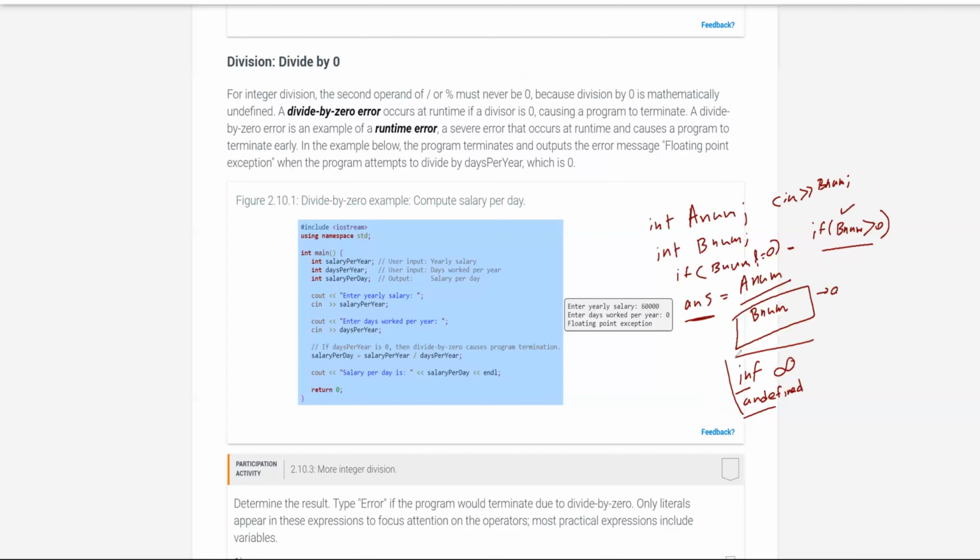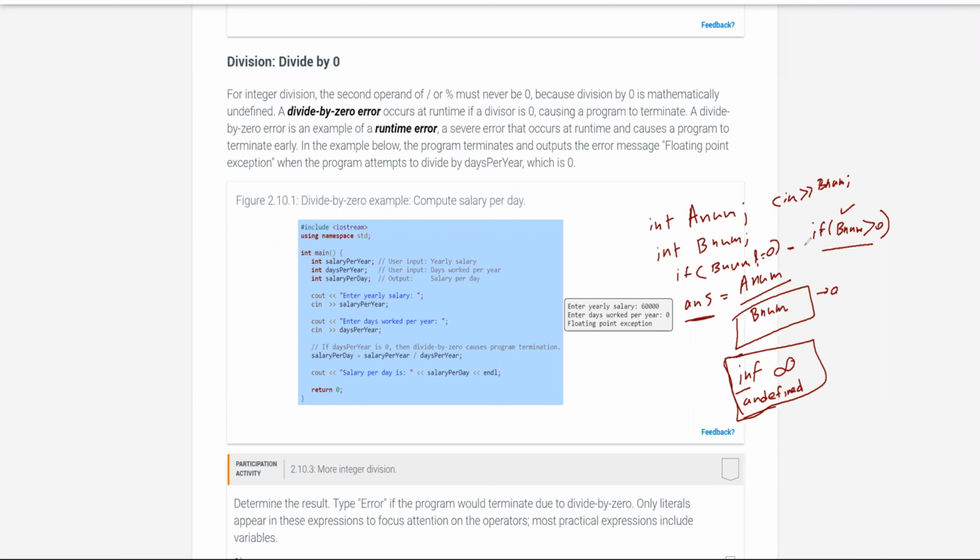So the answer is not right in that case, because you should not divide anything by 0, because the computer doesn't have an answer for that. So to check whether it is 0 or not, you can do if bnum is not equal to 0. That's a good one. But I have seen some people doing if bnum is greater than 0.